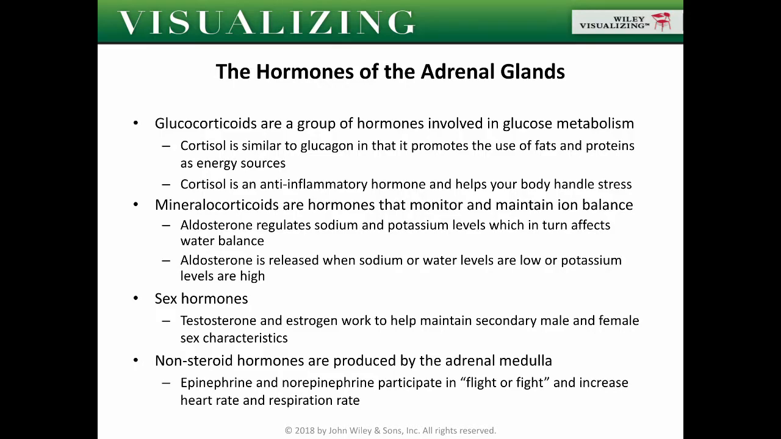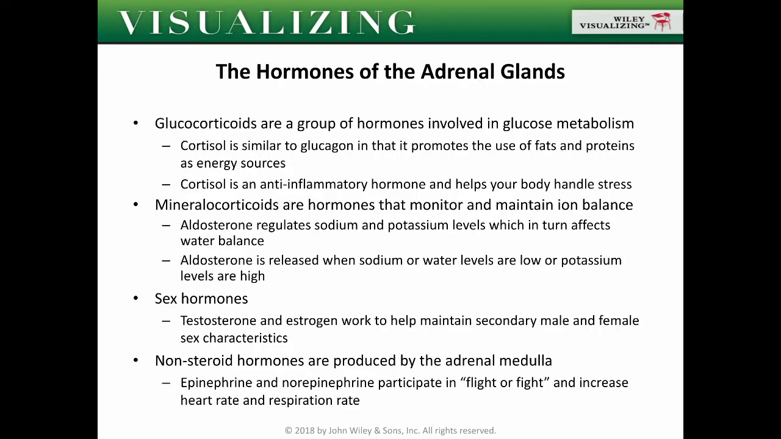Cortisol solves this low energy supply by promoting the utilization of fats and proteins as alternative energy sources. So cortisol allows our body to utilize fats and proteins instead of sugar. If you want to slim down, basically you need to stimulate cortisol production. Cortisol is also an anti-inflammatory hormone that helps your body handle stress. Adrenal glands are known as the glands that help in handling stress, because most of the hormones they produce, the glucocorticoids and the epinephrine and norepinephrine, are involved in stress and of course the fight or flight responses.